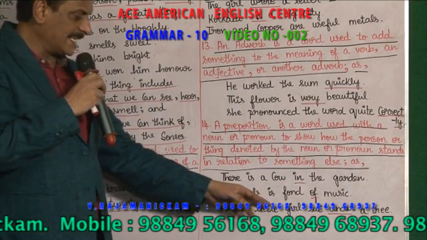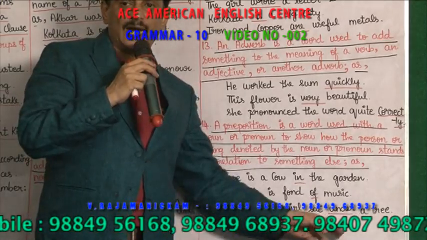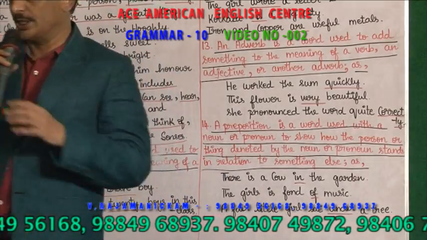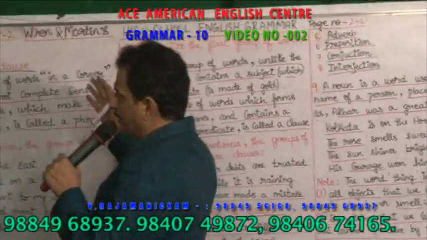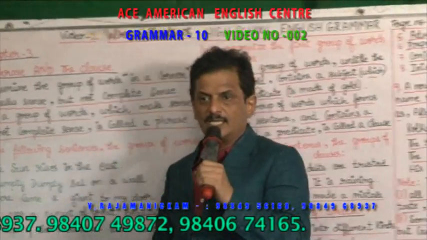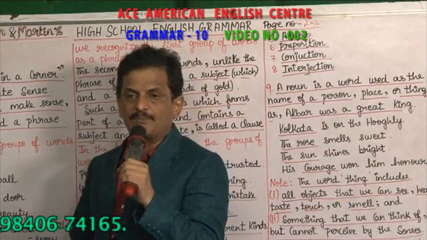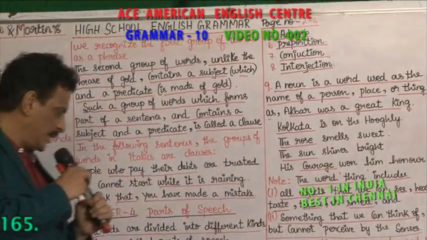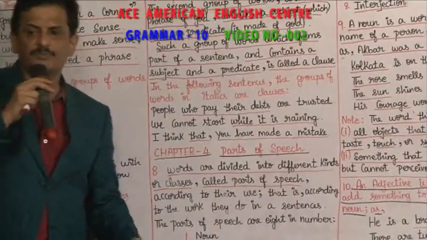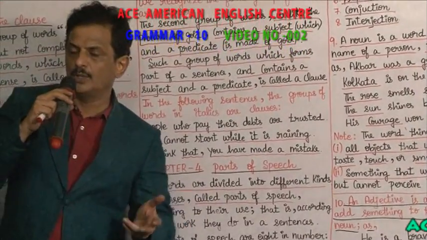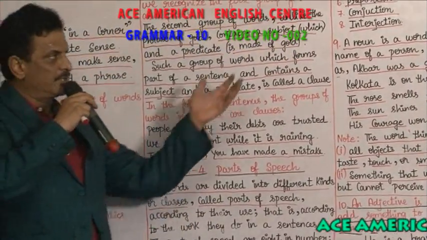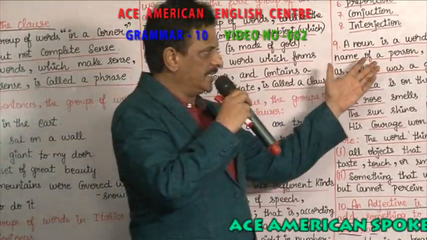A fair little girl sat under a tree. So under becomes a preposition. So dear friends, what you have said is the phrases, then clauses. A clause is the part of a sentence where it has a subject and a predicate. Then we have come here to the 8 parts of speech: noun, verb, adjective, adverb, pronoun, preposition, conjunction and interjection.